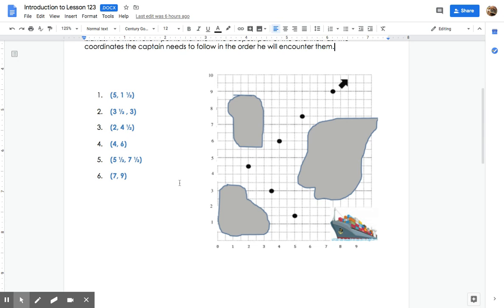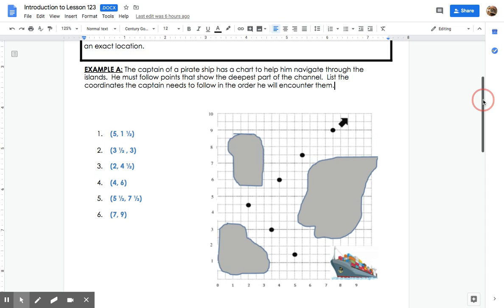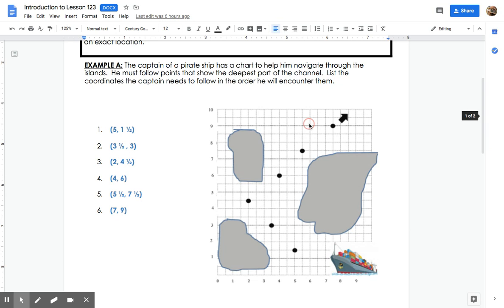All right, so let's just take a look at example A here. It says, the captain of a pirate ship has a chart to help him navigate through the islands. He must follow points that show the deepest part of the channel. List the coordinates that the captain needs to follow in the order that he will encounter them. So you can see the ship is right here, and he's going to take this path through the islands, and we're going to mark his locations using specific coordinates.